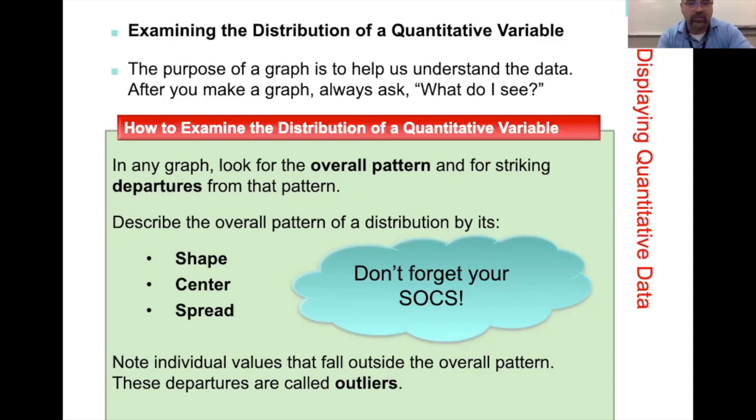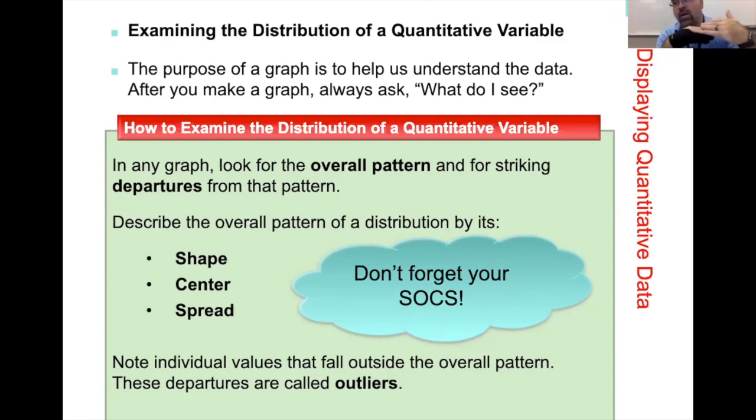They're outside the pattern. Center. What is the center of that distribution? Now, we'll learn later that there are actually 3 main measures of center that we're going to use. You already know them. They're the 3 M's: mean, median, and mode.